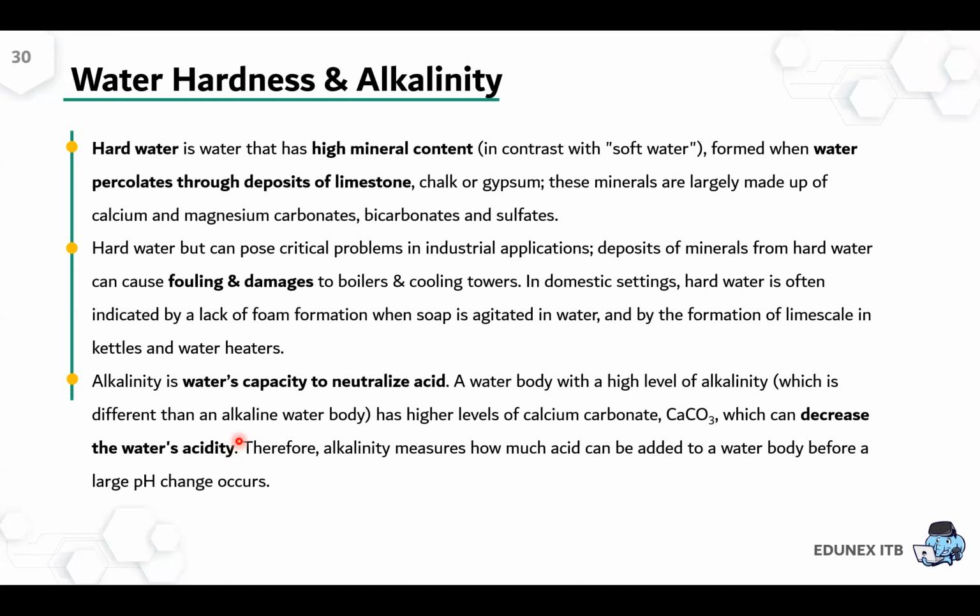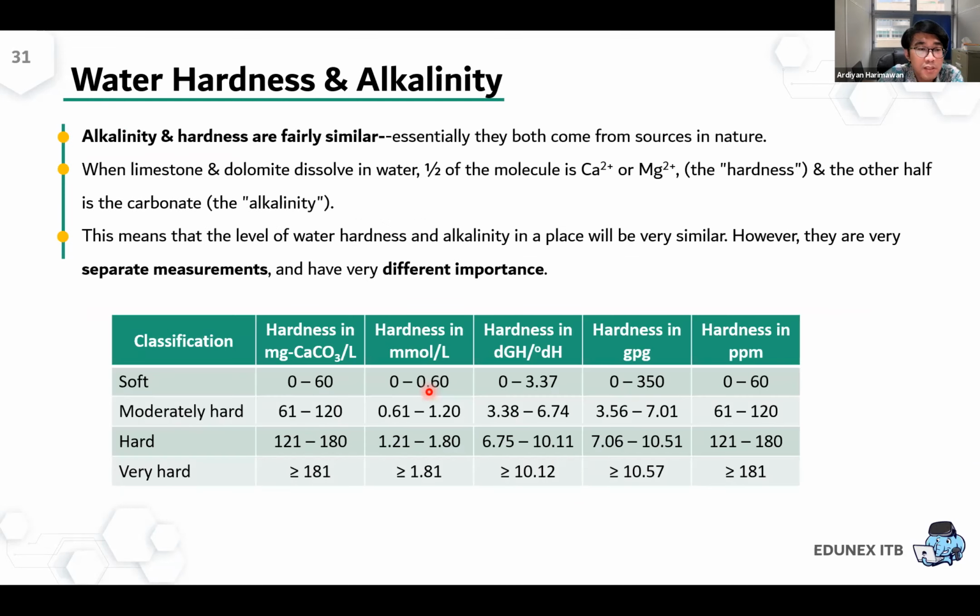Corrosion, sir? Yeah, corrosion. That's the main problem. Therefore, the alkalinity measures how much acid can be added to a water body before... not acid, should be base, ya. Jadi alkalinity itu nanti akan menunjukkan Anda tuh perlu menambah basa seberapa banyak agar pH-nya bisa berubah. So basically, the alkalinity will correlate with the corrosion prevention in process industries.